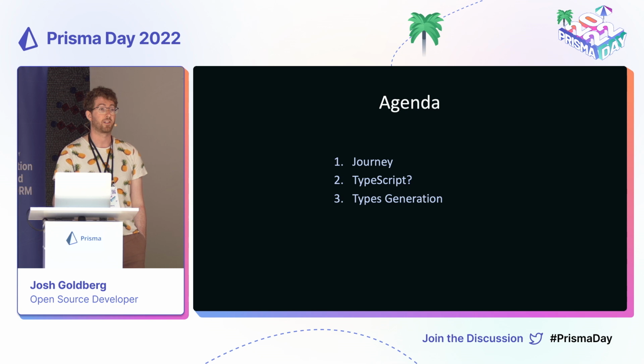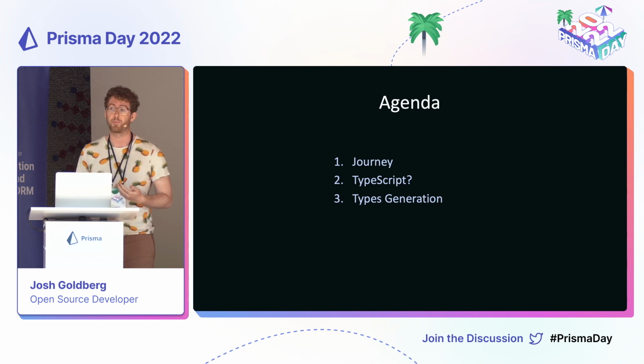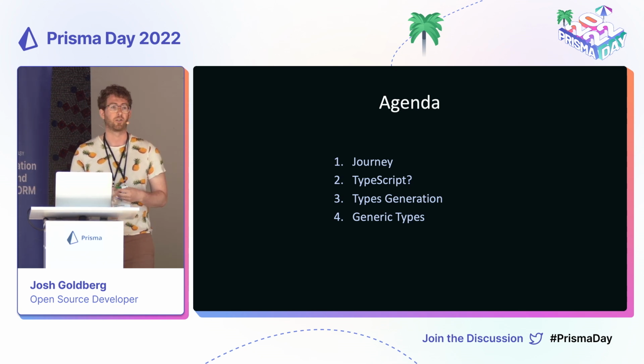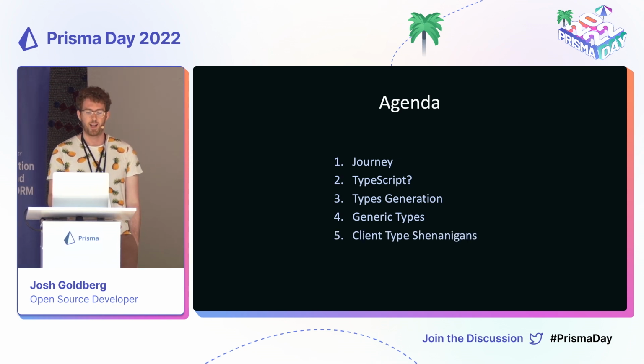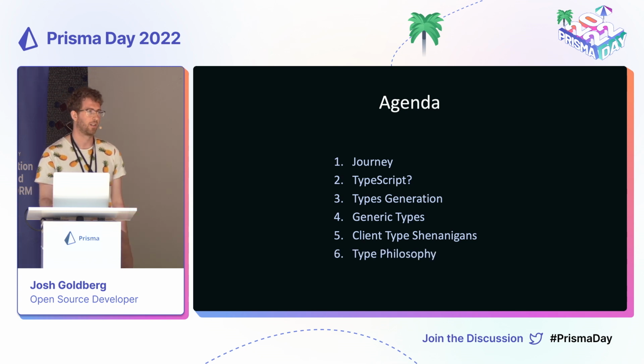We're going to talk about types generation, how Prisma, which, spoiler alert, is fantastic with TypeScript, does generate really interesting TypeScript code for us. We're going to go into generic types, the wonderful way that Prisma code gives us really strong type safety across all sorts of different models and queries, stuff like that. And then we're going to get into the fun part of the talk, the shenanigans, where I'm going to go over some of the weird stuff Prisma has to do. And we're going to end with a bit of philosophy, how to write types good.